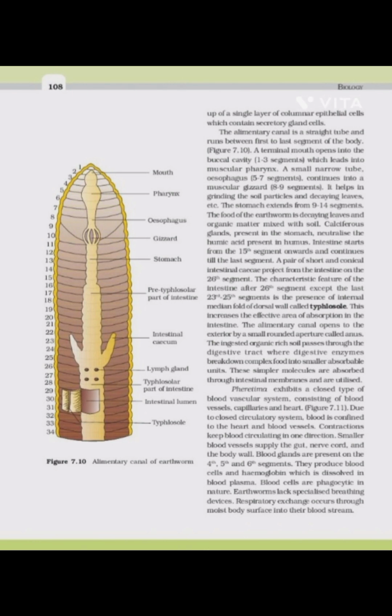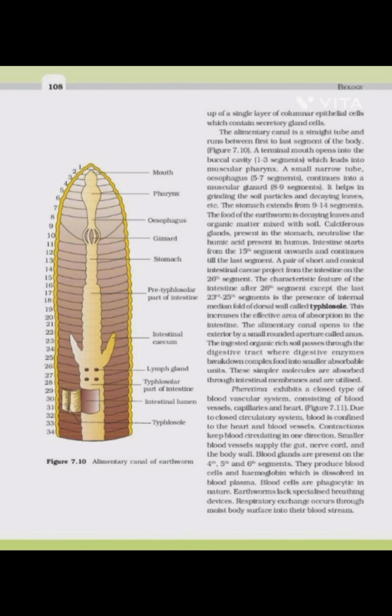The alimentary canal opens to the exterior by a small rounded aperture called the anus. The ingested organic rich soil passes through the digestive tract where the digestive enzymes break down the complex food into smaller absorbable units. These simpler molecules are absorbed through the intestinal membranes and are utilized.